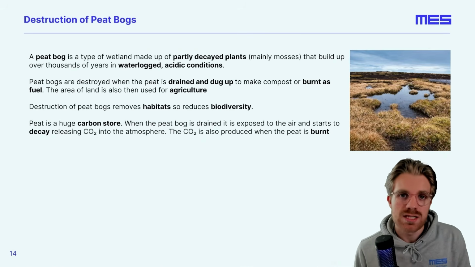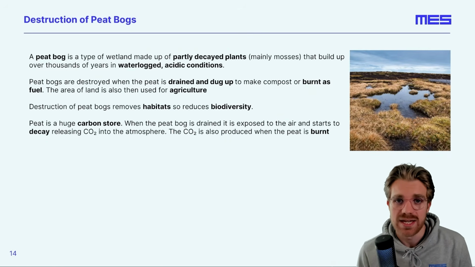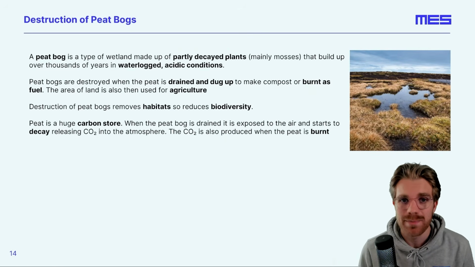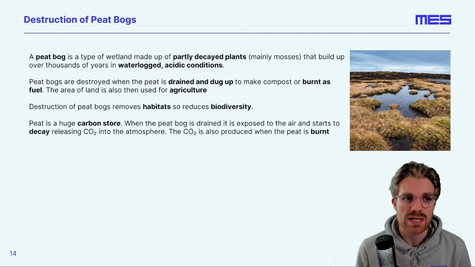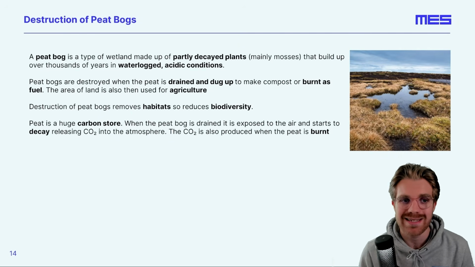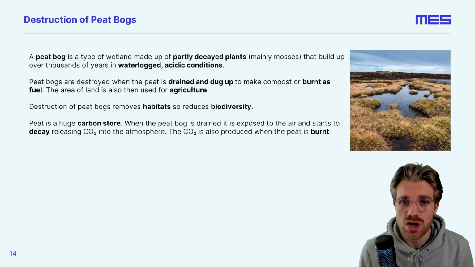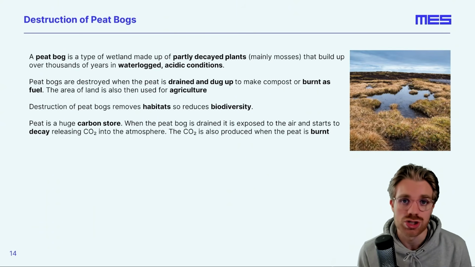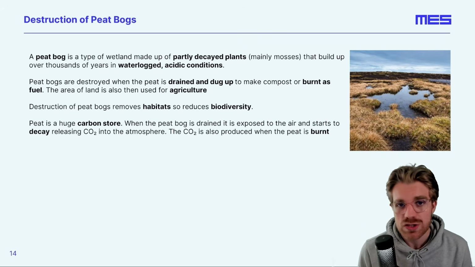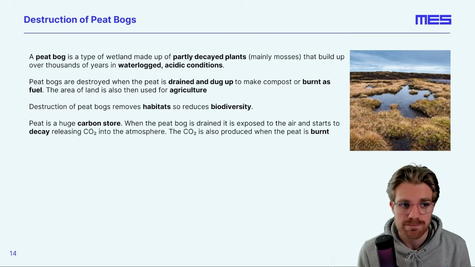Let's take a look at a specific example of an ecosystem that is at risk. These are peat bogs. Now, a peat bog is a type of wetland made up of partly decayed plants, mostly mosses, that build up over thousands of years in waterlogged acidic conditions. Good examples of peat bogs are found in places like Scotland and places like Yorkshire. Peat bogs are very, very unique habitats that support a lot of plant diversity as well as animal diversity.